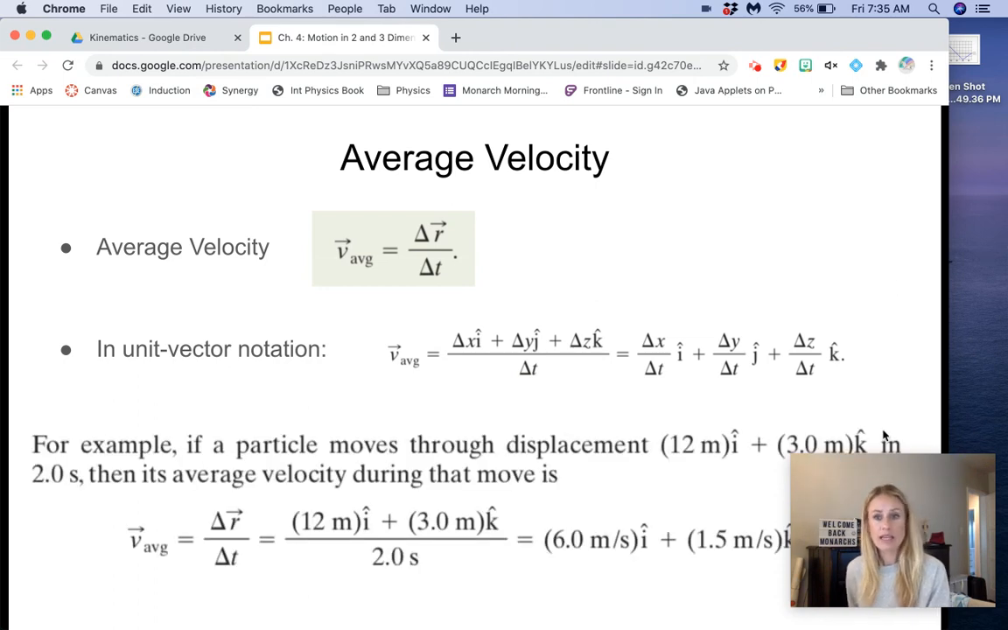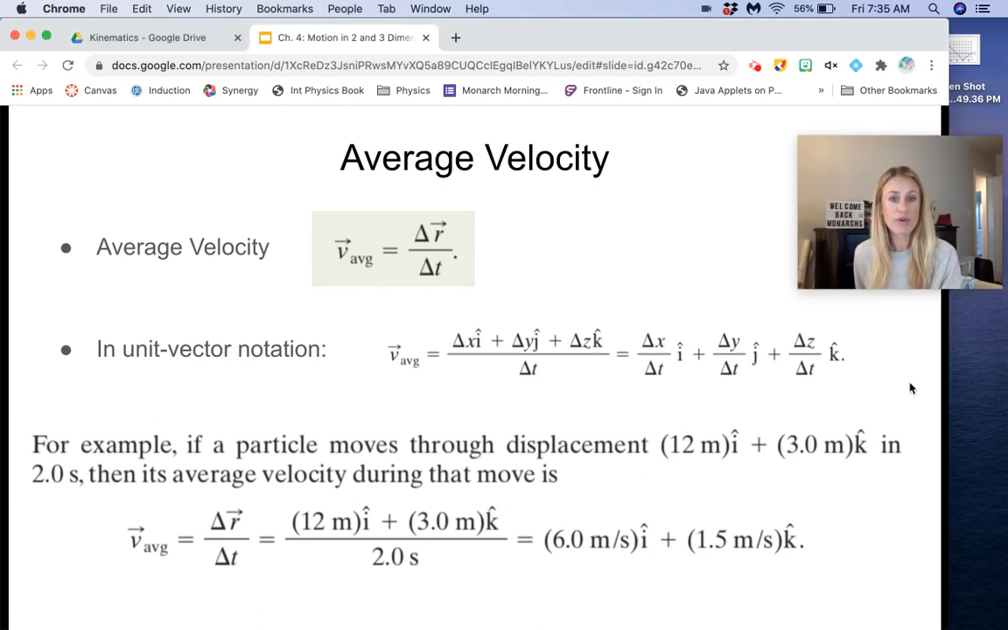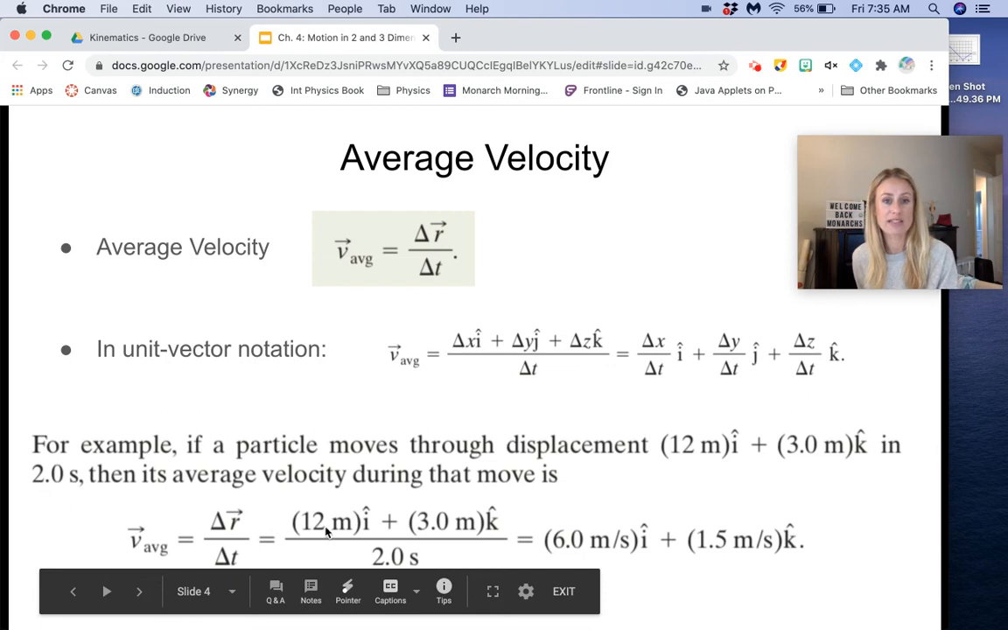So for example, right here, if we have a particle that moves through a displacement of 12 meters i hat plus 3 meters k hat in 2 seconds, then its average velocity during that move would just be the 12 meters i hat. So this is the displacement in the x direction divided by 2, which is just 6 meters per second i hat. So this is the velocity vector in the x direction. And then plus 3 meters k hat, so the displacement in the z direction, k is z, over 2 seconds. And so you divide 3 by 2 to get 1.5 meters per second k hat.